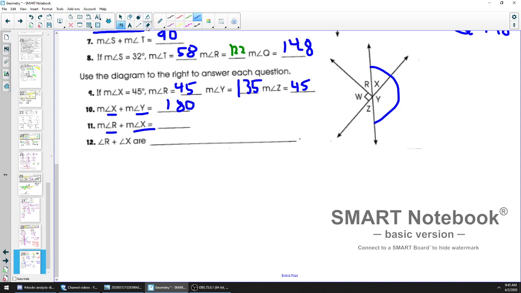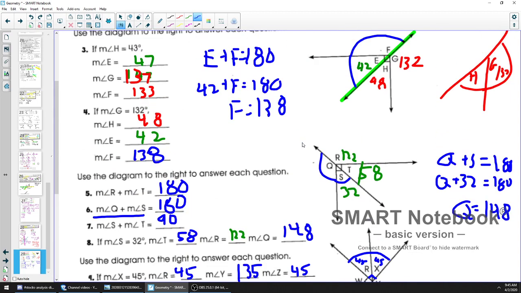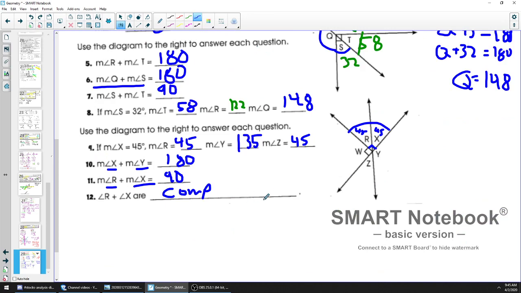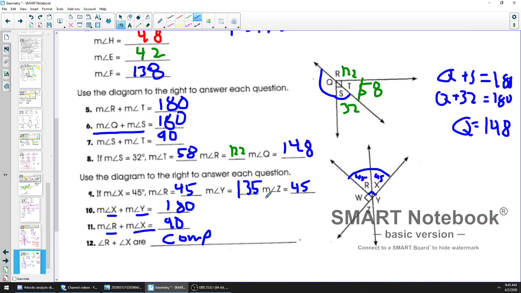R and X. Where is R? Where is X? Right here. If you remember, this is 45, this is 45. What does it give you? 90. So we know this is complementary. And let's read this. R and X are what? I just gave you the answer. Complementary, because 45 plus 45 equals 90. And whatever angles equal 90 will give you complementary angles. And that's it for the homework.